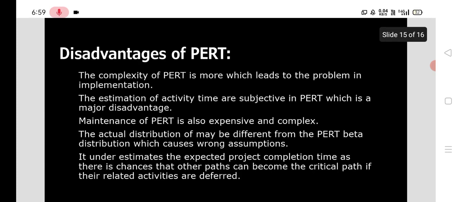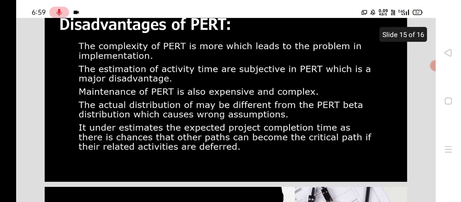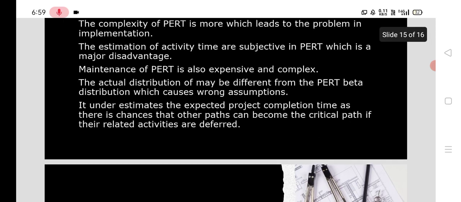Next one, disadvantages of PERT. The complexity of PERT is high, which leads to problems in implementation. Maintenance of PERT is also expensive and complex. It is a very important point among the disadvantages: it's very expensive.